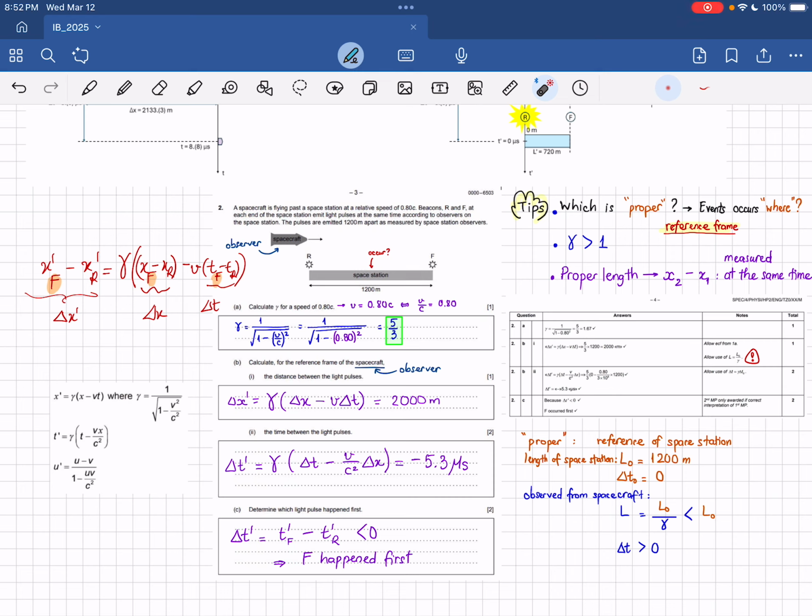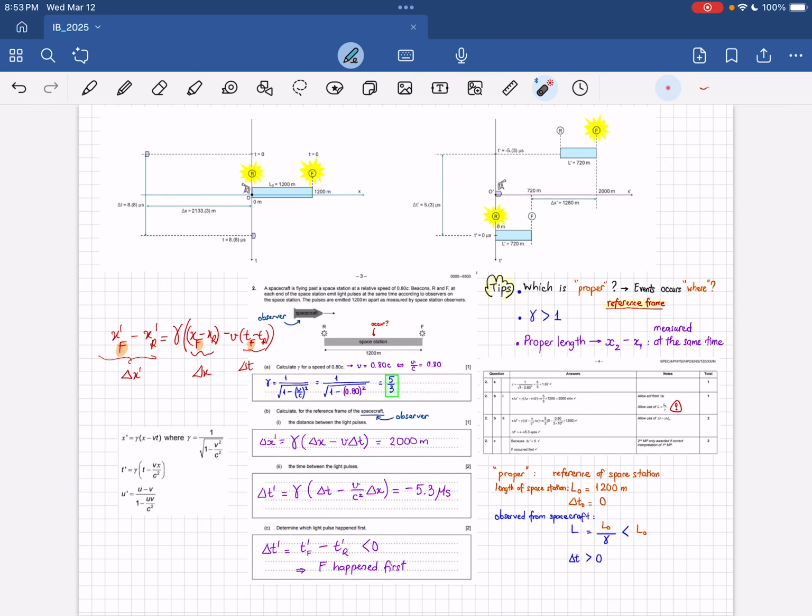I don't think that it could be difficult for us to do, because this one is just 0, then everything goes 0. Then just have this one left, and this is 2000 meters as we did before. Then the same thing for the light as well. And when we see this one less than 0, it just happens that this one should be less than this one, which means that F should happen first. So what's the conclusion? The conclusion is that just use the Lorentz transformation.